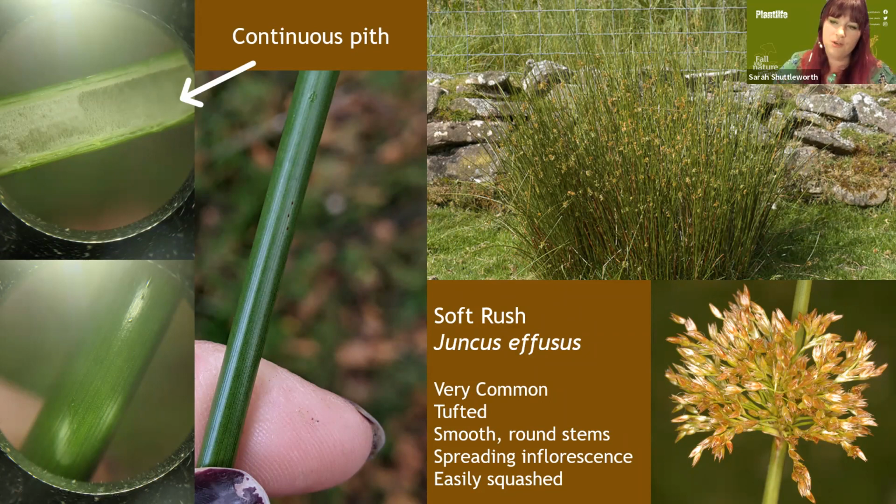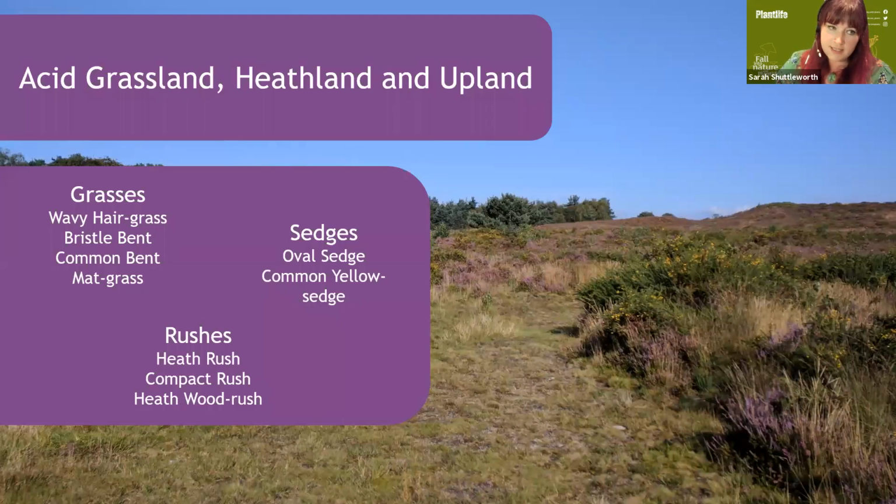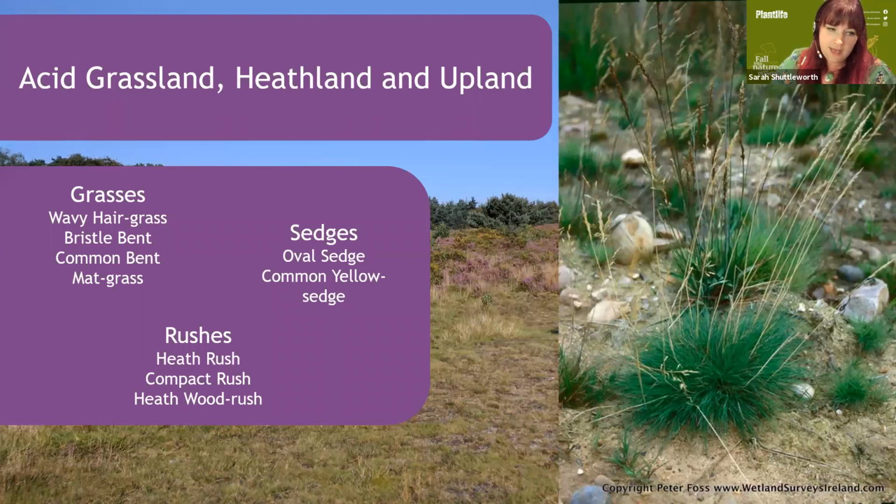So that's neutral grasslands pretty much covered in terms of the three likely species of each of those groups you're going to find. Now if we look at another type of potentially grassland or habitat entirely, which is acid grassland, heathland and upland, there are lots of quite distinctive species that you're not necessarily going to find in other habitats. And again, I'm just going to go through the ones that I'm not going to go into detail about. I'm going to talk about wavy hairgrass in a minute.